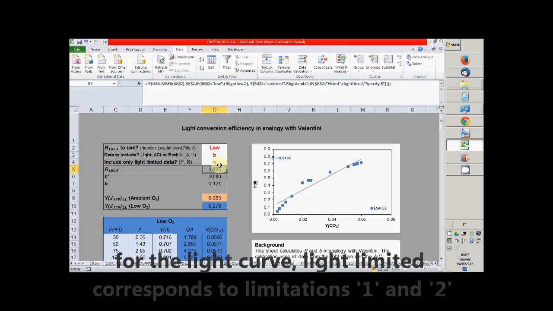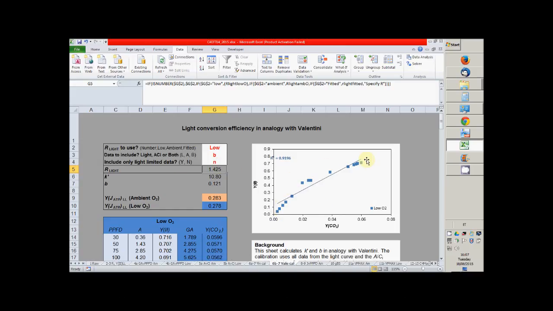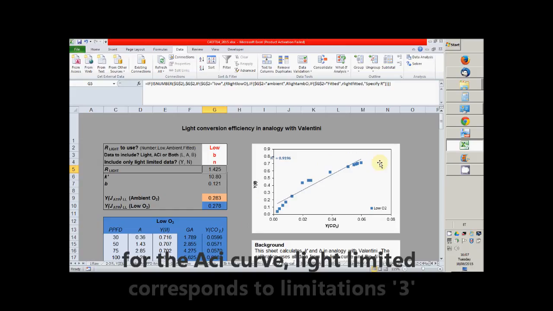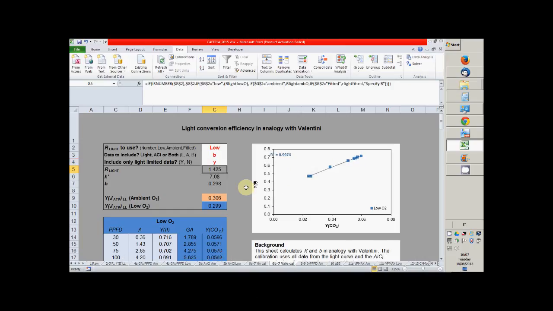For example, if we specify not, all data points of both curves are included automatically in the plot. If we specify yes, just the light limited data points are included. The derivation is completely automatic. We just need to check that the plot is linear.